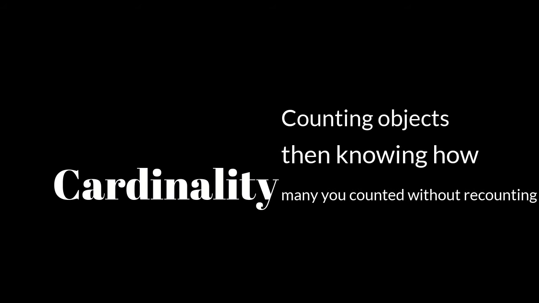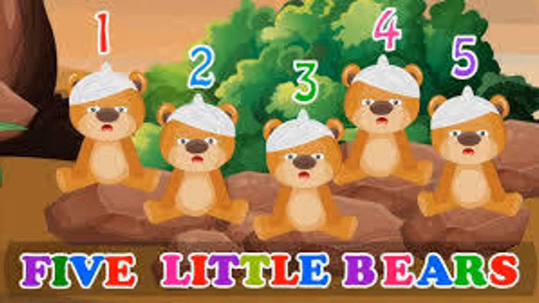Then we have cardinality. Cardinality is when you know how many you've counted. You're counting little bears. 1, 2, 3, 4, 5 bears. So, how many did you count? When the child says 5, you know that they have cardinality. They didn't have to go back to the very beginning and recount them again.